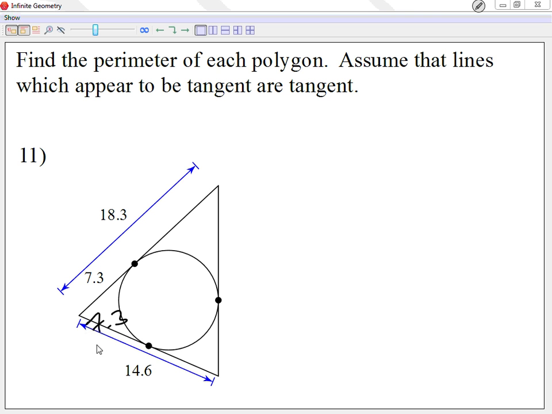Now looking on this entire side, right here, the one that I have my cursor, the whole thing is 14.6. Part of it is 7.3. Let me subtract them. And I'm going to get the remaining is 7.3 as well. Right? By coincidence, it was the same number. So I know the two tangent segments, yes.